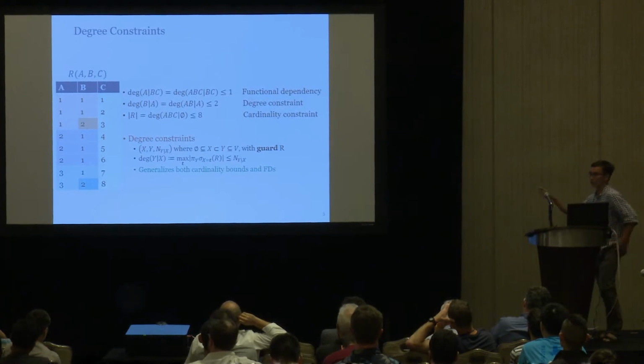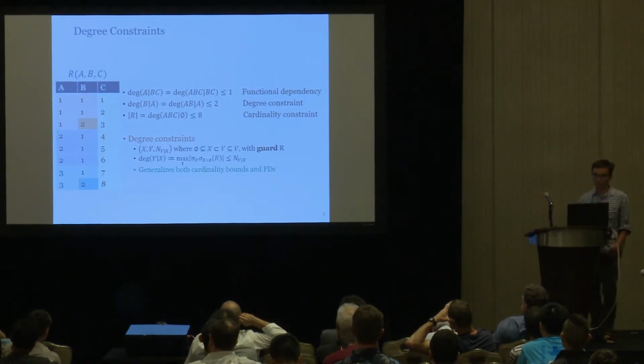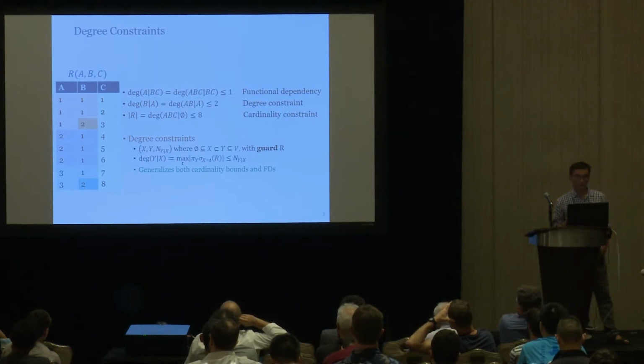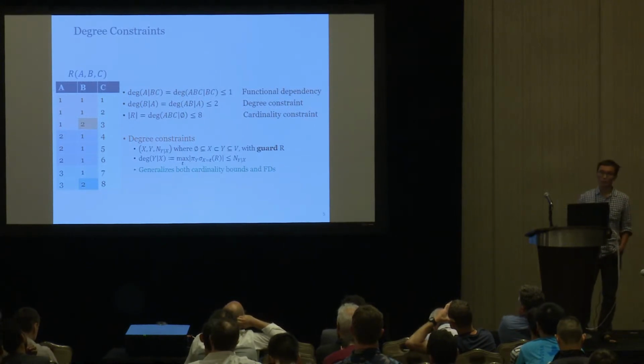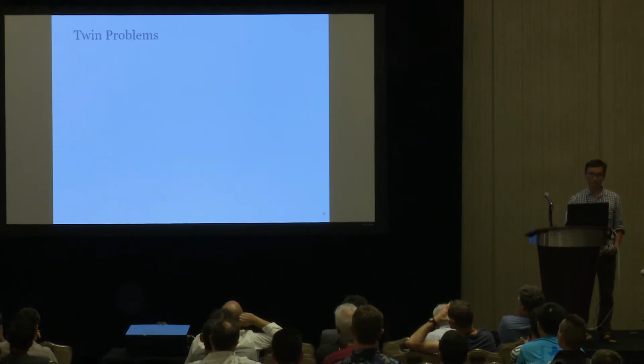And you can read that off from a relational expression, but I hope it's clear from just looking at the picture. And the notion of degree constraints generalizes both cardinality bounds and functional dependencies. Okay? So we'll be working with conjunctive queries given degree constraints.